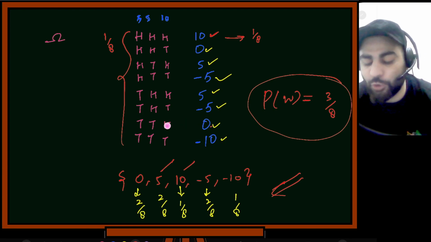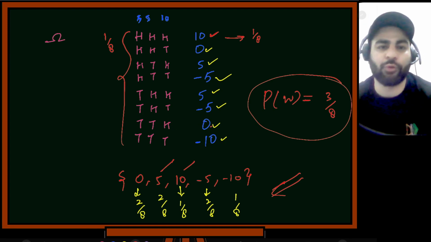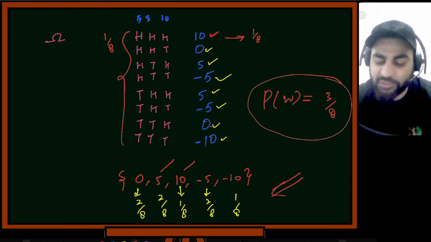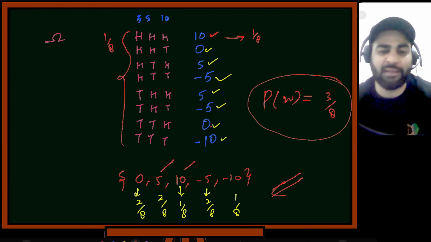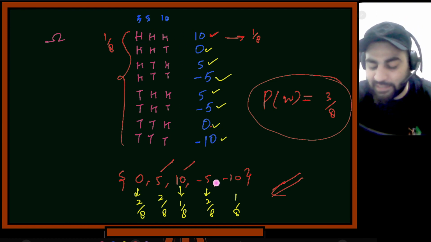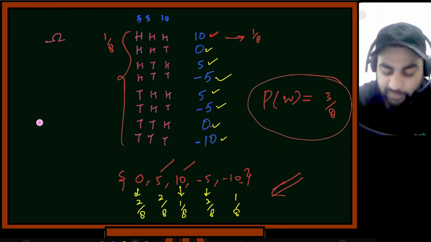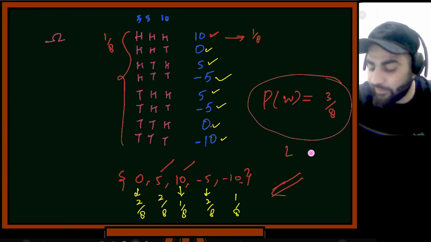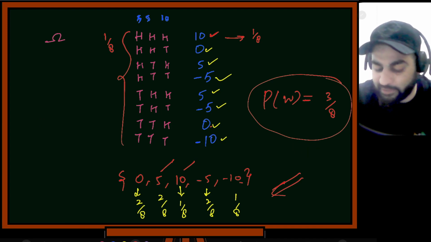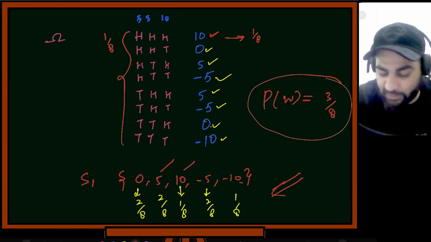Why did you even get 0 over here? Because you paid 10, you won 10. That's 0. So based on all the possible enumerations, I assigned the probability to the sample space now. Even now, I can give probability of lose, win, and this is one sample space. This was our sample space 1. This is now our sample space 2.